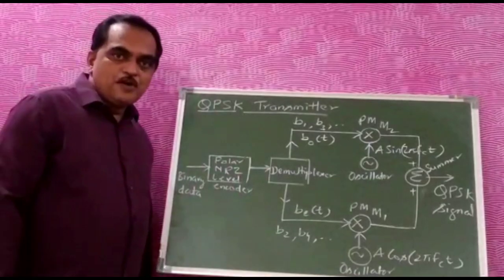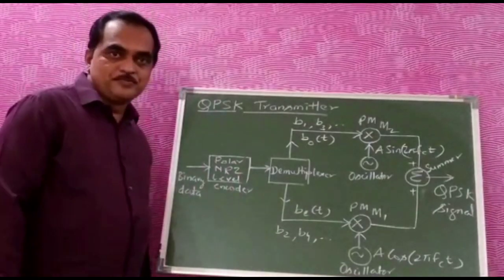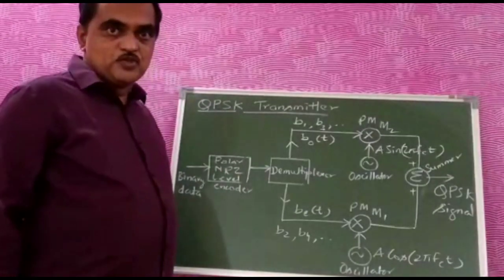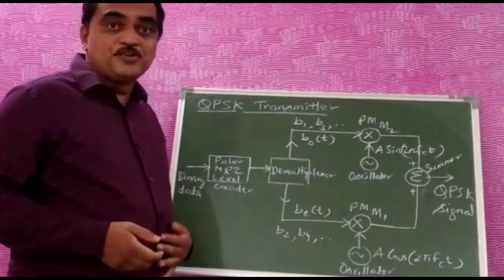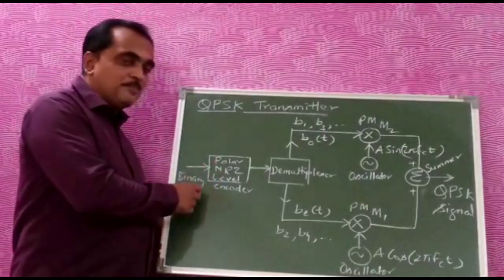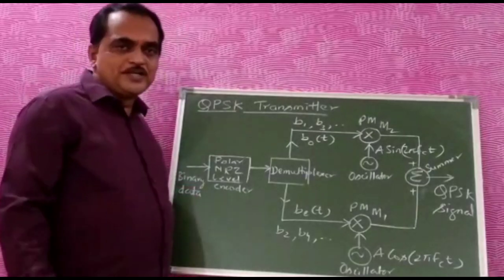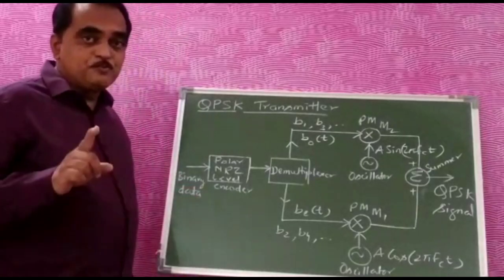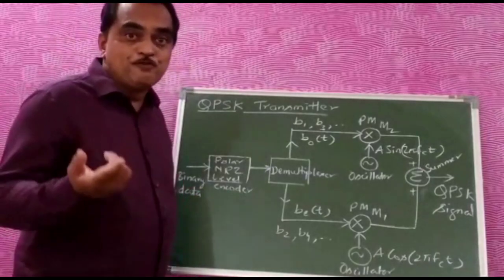Students, now we will see how we generate a QPSK signal. The circuit which generates a QPSK signal is called a QPSK transmitter. As usual, our input will be binary data, in terms of 1, 0, 0, 1, anything. That has to be first converted into an electrical waveform, into a line coding format.